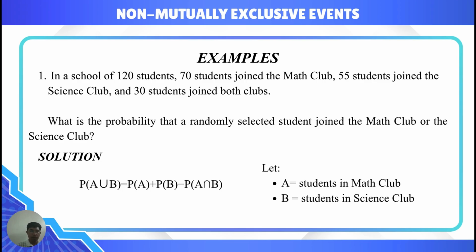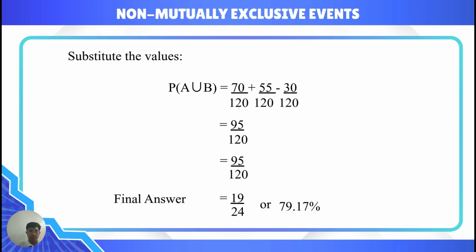Let's use the formula for non-mutually exclusive events, which is the probability of A union B equals the probability of A plus the probability of B minus the probability of A intersection B. Now we let A be the students in the math club and B be the students in the science club. We substitute the values: 70 over 120 plus 55 over 120 minus 30 over 120. Then we have 95 over 120, and if we simplify that, we get 19 over 24, or 79.17%. And that is the final answer.